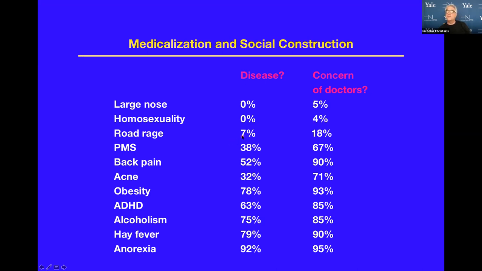7% of you thought that road rage was a disease. 18% of you thought doctors should do something about road rage. 38% of you thought that PMS was a disease. And 67% of you thought that it was a concern of doctors.